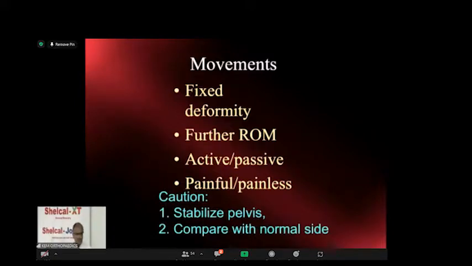While examining the movements or showing the movements, one word of caution: you have to stabilize the pelvis, and always compare with the normal side. If the examiner tells you to show the movements, first start with the normal side. Always start with the normal side. Sir, I want to compare with the normal side.